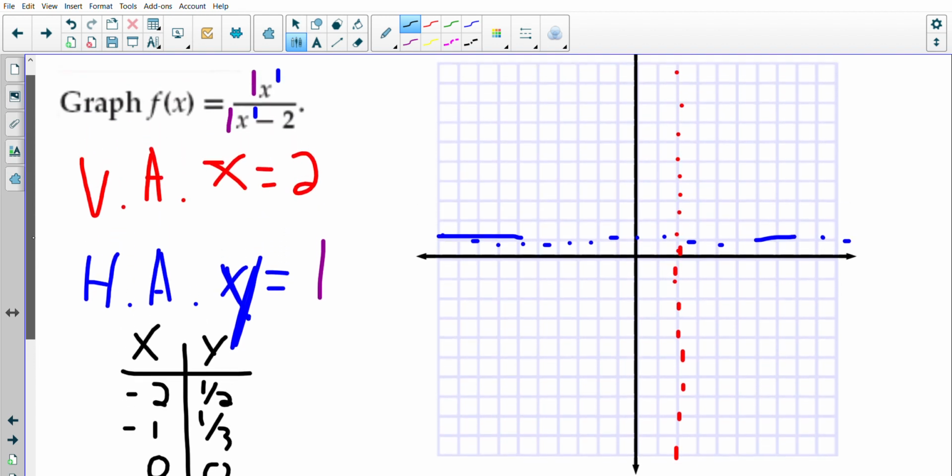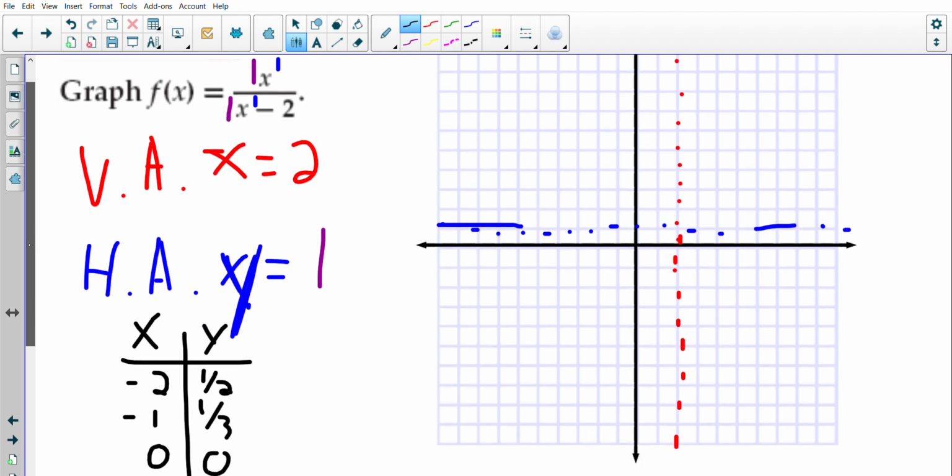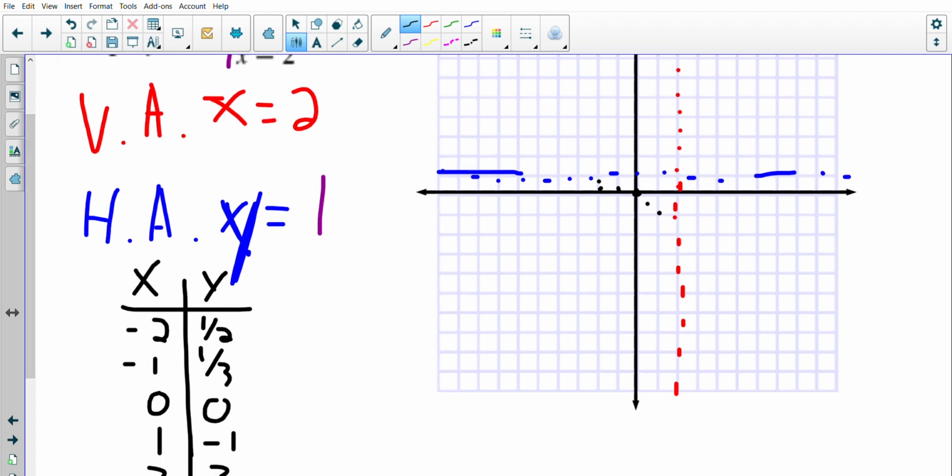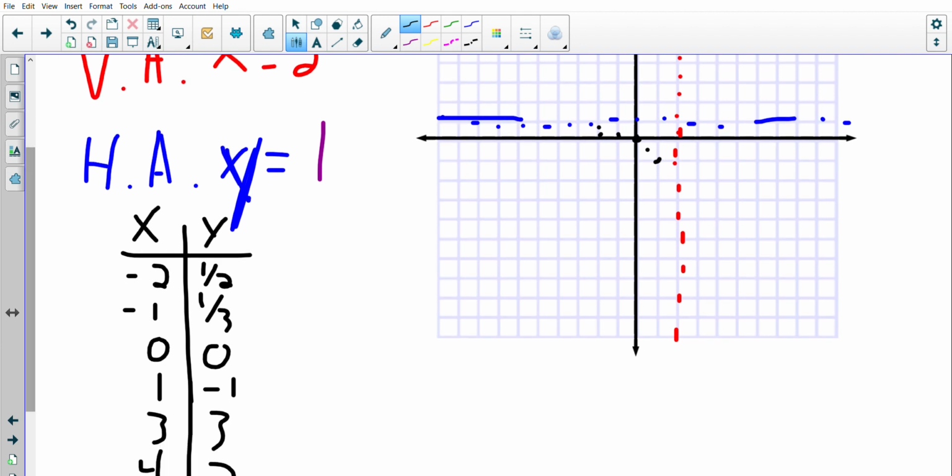All right, so now I think that's good for now because it's going to trail off. So I'm just going to graph these points. So -2, 1/2. So it's about right there, a little bit higher than that. There we go. And I get -1, 1/3, so right about there. And then I get 0, 0. You can't really see it. There we go. And then I have 1, -1, 3, 3. There we go. And 4, 2.